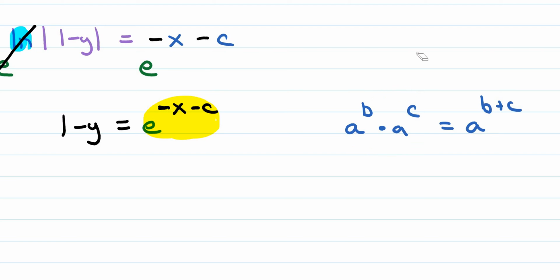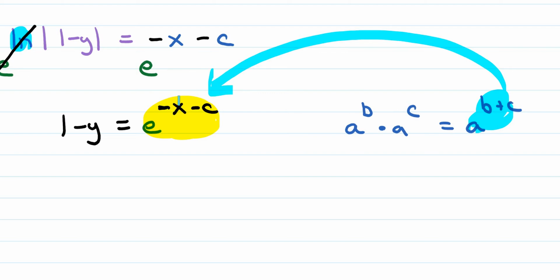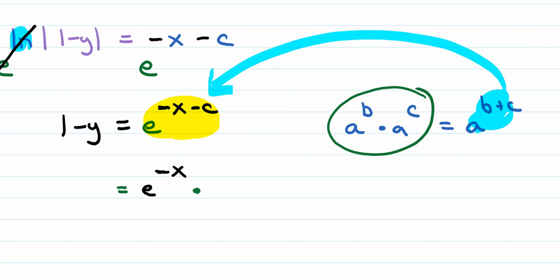So right now, if you take a look at your work here, a to the power of b plus c is kind of representing this expression right there. So now you can write it as two bases to the powers. That will look like e to the power of negative x times e to the power of negative c. On the right-hand side, you want to split it up so that you have two bases that are the same, and you just want to have single exponents. And then on the left-hand side, I just have 1 minus y.